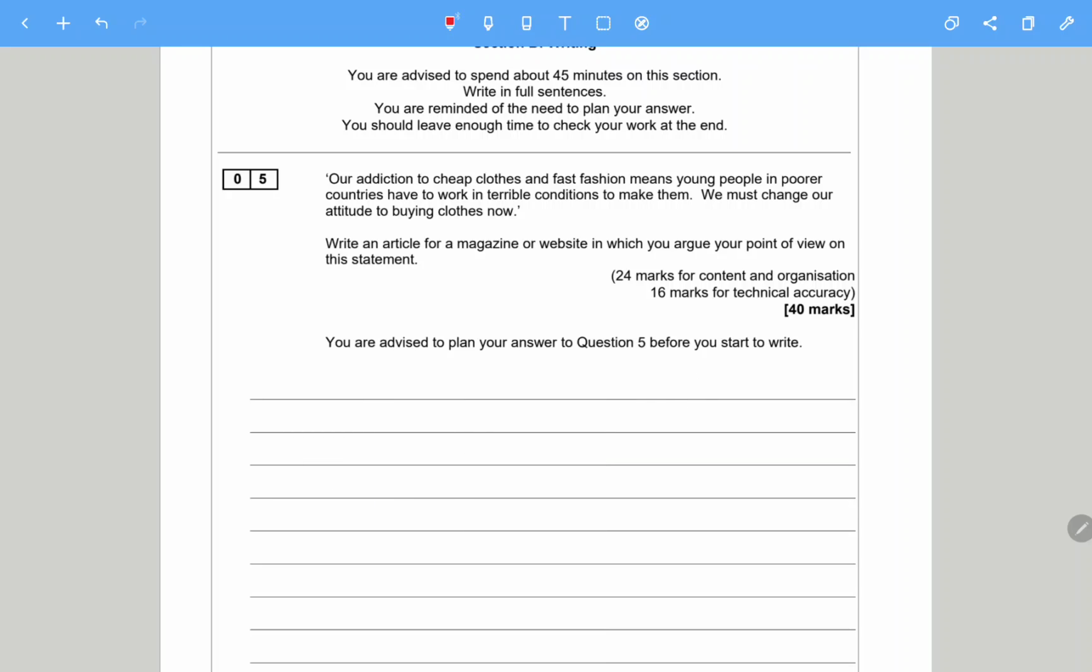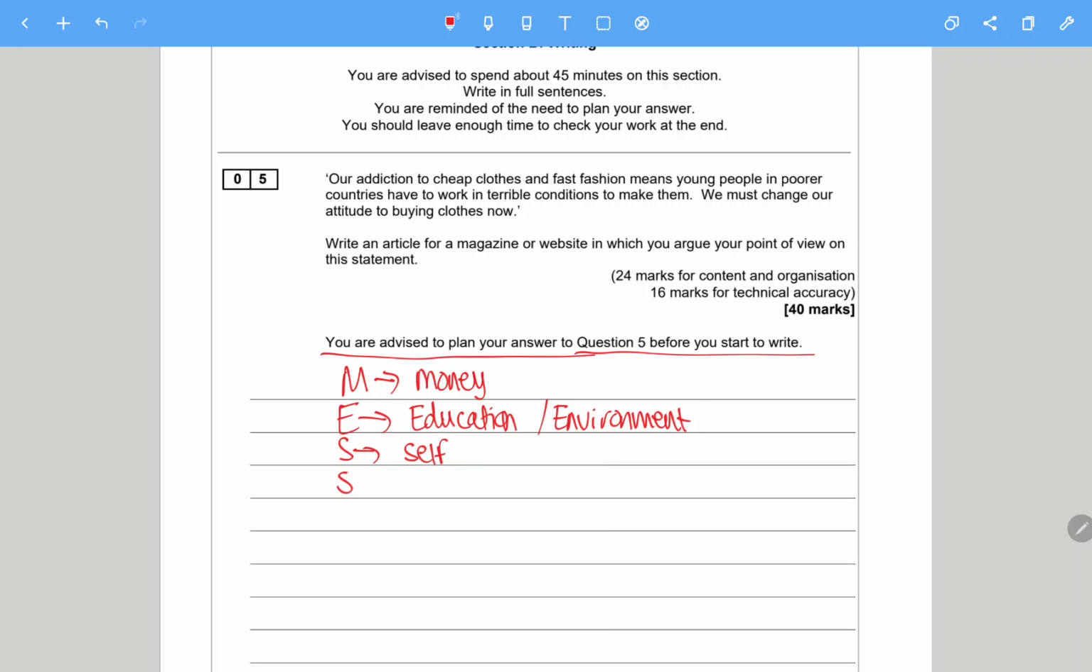Now, the question itself, you are advised to plan your answer to question 5 before you start to write. So we'll create a brief plan, and a simple way that I teach my students to plan for question 5 is using the acronym MESS. So M is money, E is education / environment, S is self, and the final S is society.